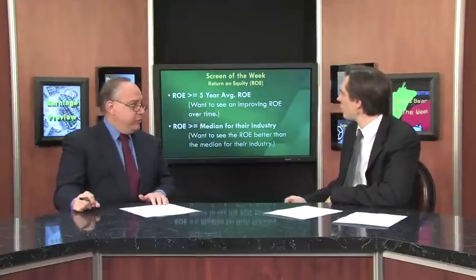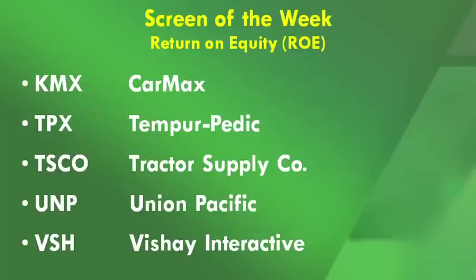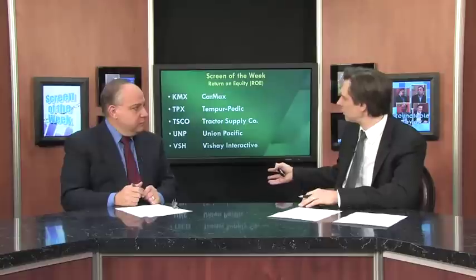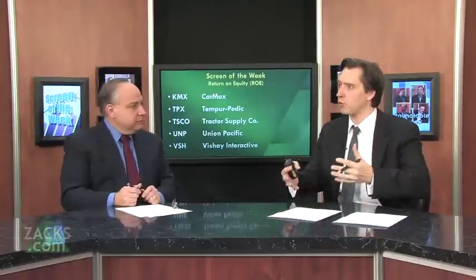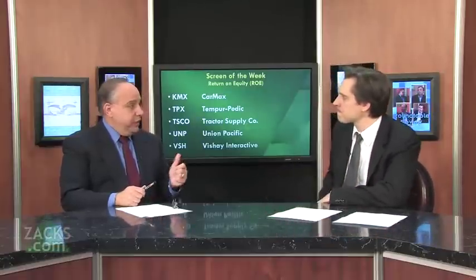All right, and stocks that came through? There's a bunch of stocks. Here's 5 of them. You've got CarMax, Tempur-Pedic, Tractor Supply Company, Union Pacific, and Vishay Intertechnology. A lot of interesting companies from a very diverse set of groups. And also, all of these companies are clearly being very well run and very well managed. All right, do you own any? I do have Tempur-Pedic and Tractor Supply Company.